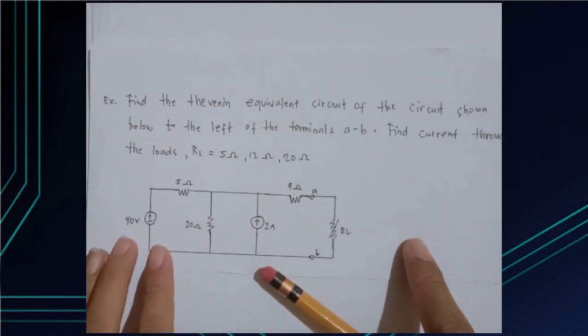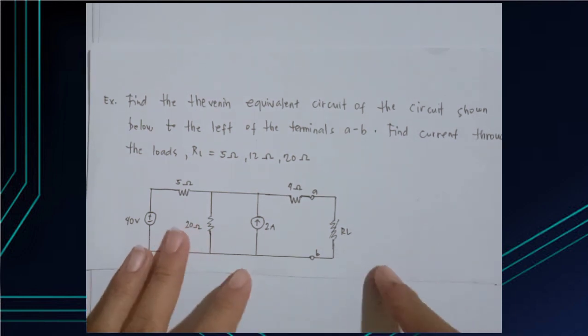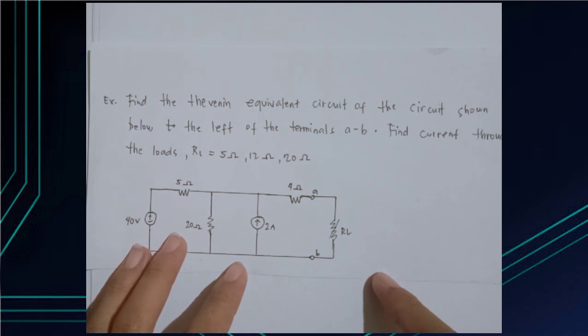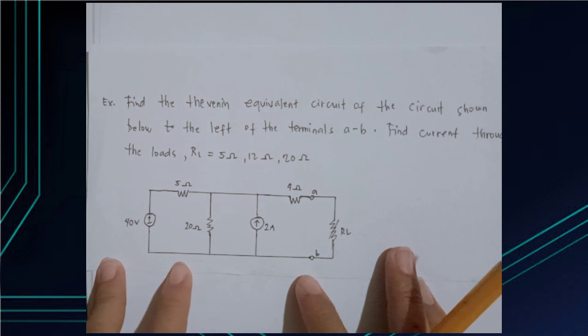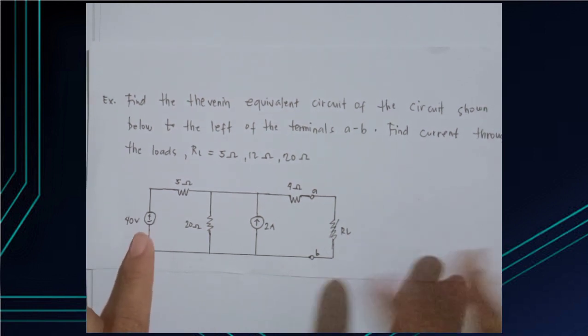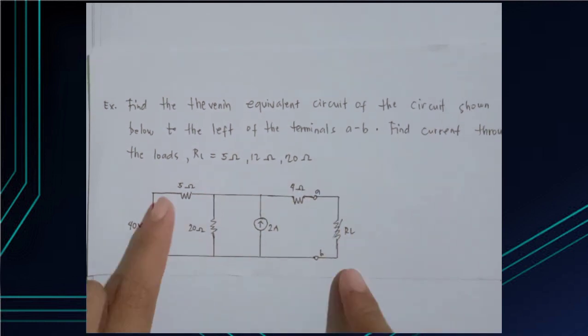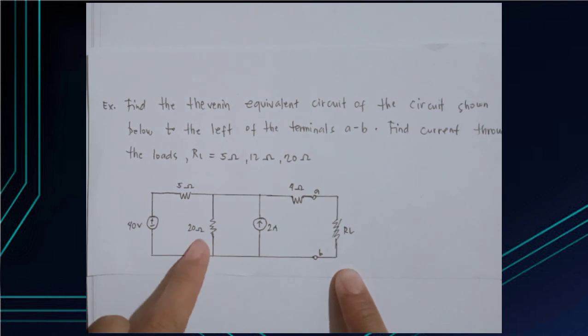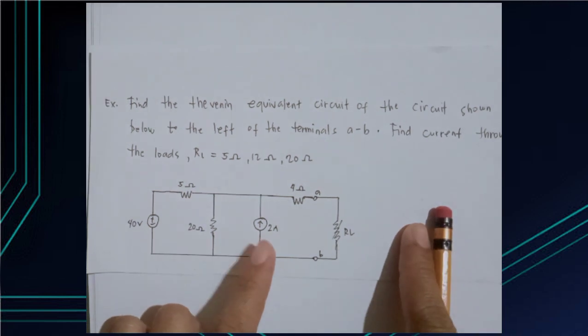So, here are the examples of Thevenin's theorem. Find the Thevenin equivalent circuit of the circuit shown below, to the left, and find the current through the loads RL equals 5 ohms, 12 ohms, and 20 ohms. So in our problem, we are given a voltage of 40 volts and resistors of 5 ohms, 20 ohms, 4 ohms, and a current of 2 amperes.